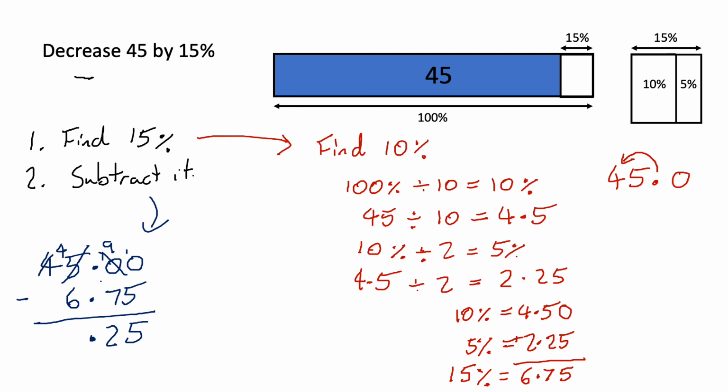Can't take 6 away from 4, so I'm going to have to borrow again. We can take 6 away from 14, that gives us 8. And then there's nothing to take away from the 3 there, so we just bring the 3 down. Now our answer is 38.25. So when you decrease 45 by 15%, you get 38.25.